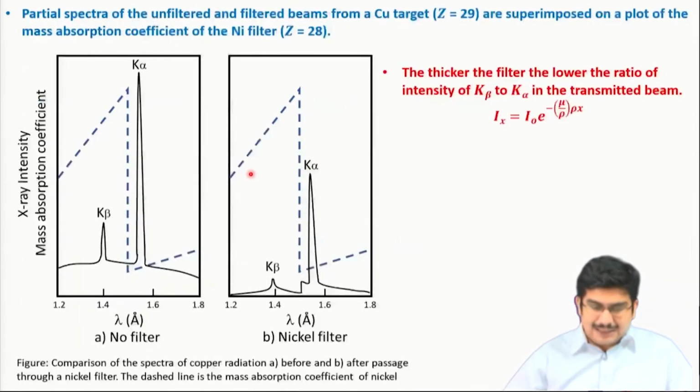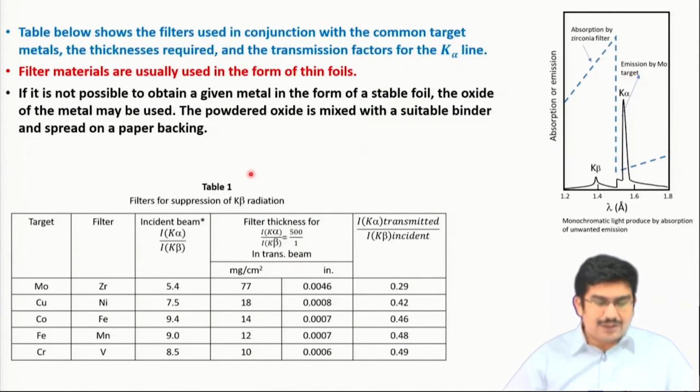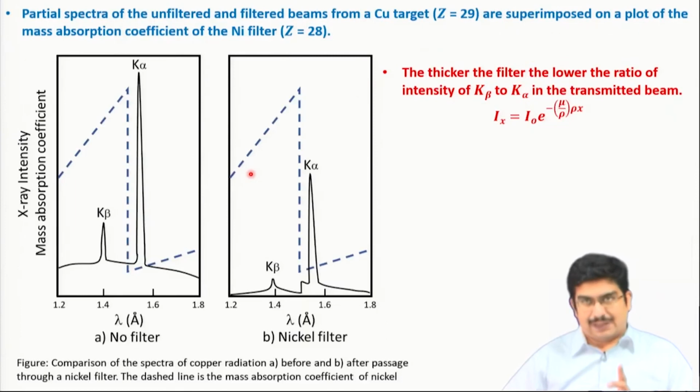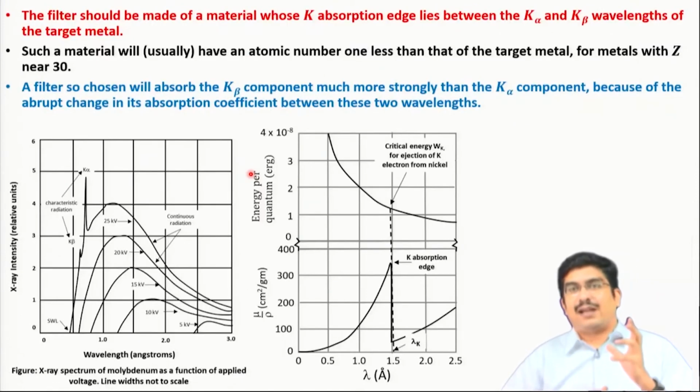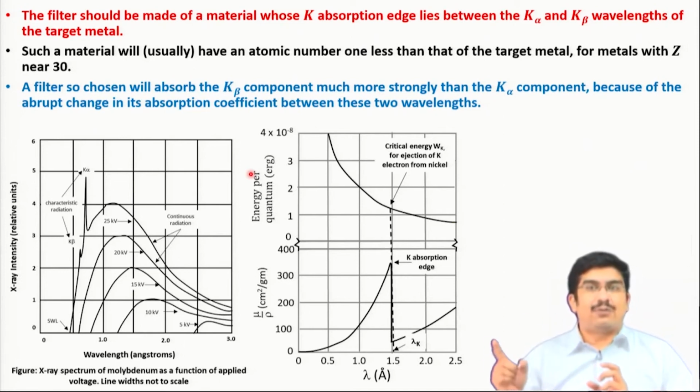So, the relationship goes, if I am not wrong, copper and nickel. If the target is copper, I can use a nickel filter. The most important example here: if I have copper, atomic number 29, as the target metal, I will be using a nickel filter, atomic number 28, as the filter material.